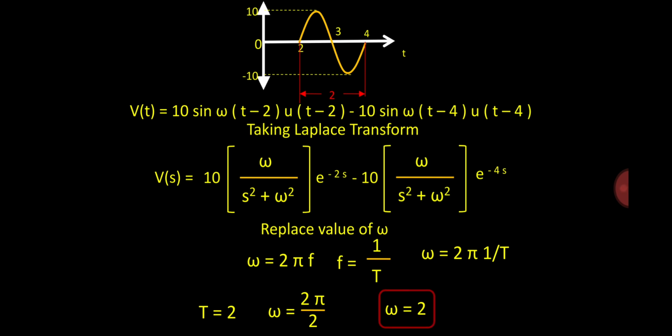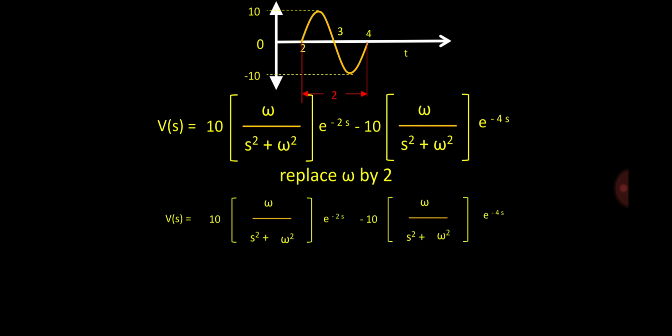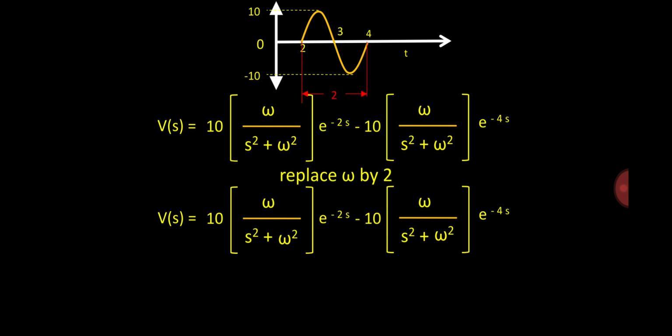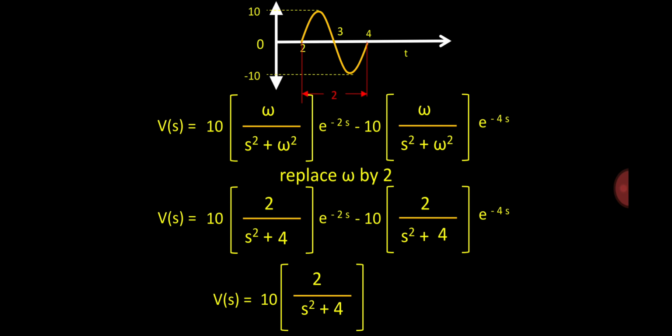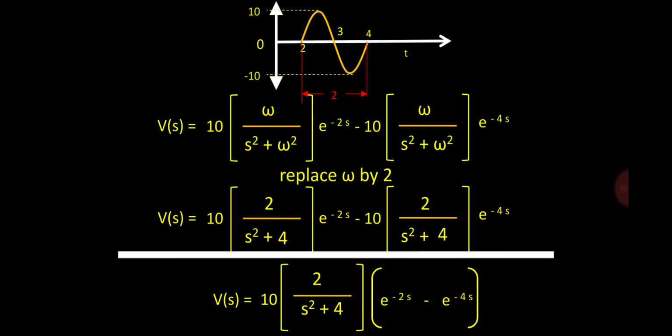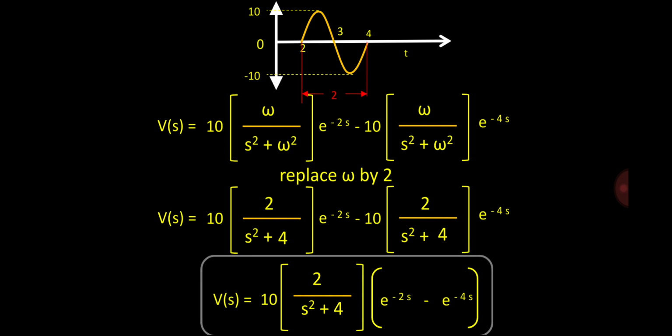So wherever we are having omega, we will replace it by 2. Here we are having omega square. It means 2 square, and 2 square is 4. So omega has to be replaced by 2, and omega square has to be replaced by 4. So we got V of s here. Now if we simplify it again, we can take 10 into 2 upon s square plus 4 common. So in the bracket we will have e to the power minus 2s minus e to the power minus 4s. So we got the final answer for the given waveform.